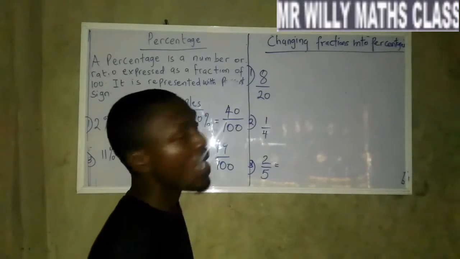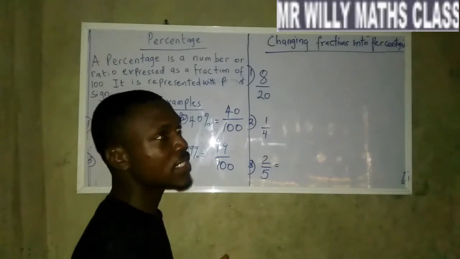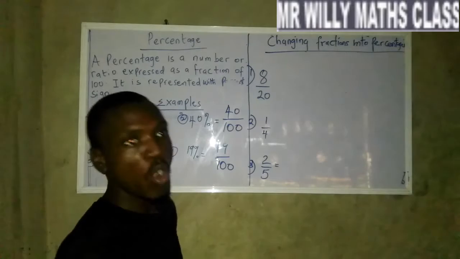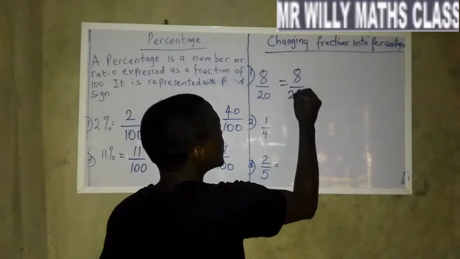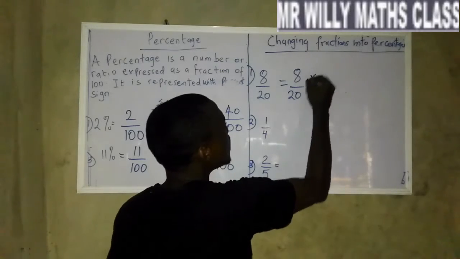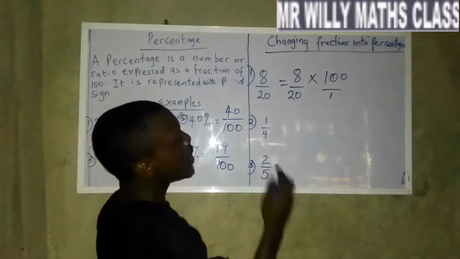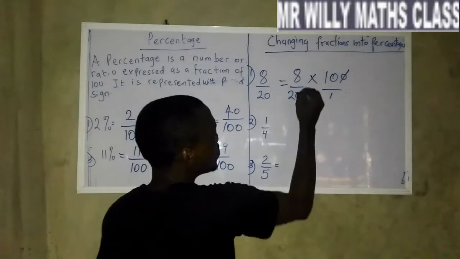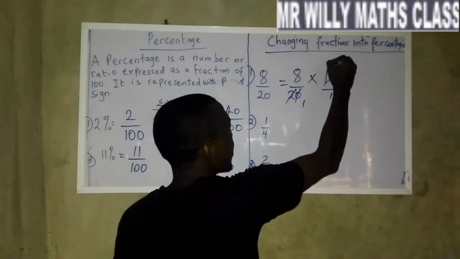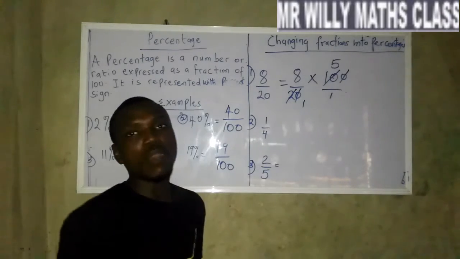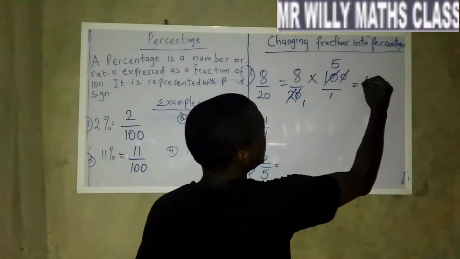The first example that I have here is 8 over 20. Now I want to change this 8 over 20 into a percentage. All I need to do is to multiply by 100. Look at it. Now you have 8 over 20. The next step is to multiply by 100, that is 100 over 1. The next thing is to break it down. 0, we cancel 0. 2 in 10, that's 5. Now, what is 8 times 5? 8 times 5 is 40.